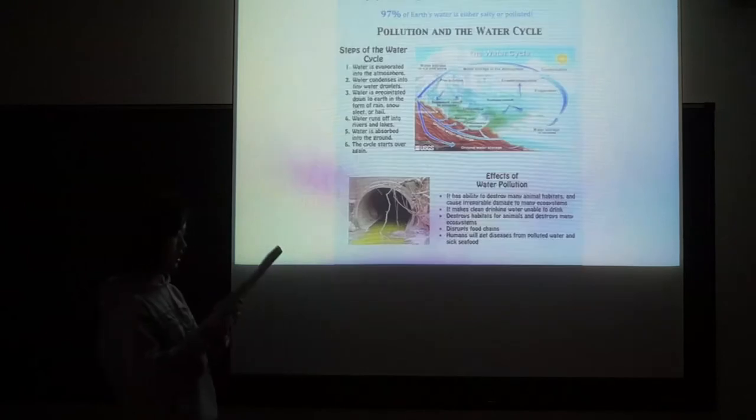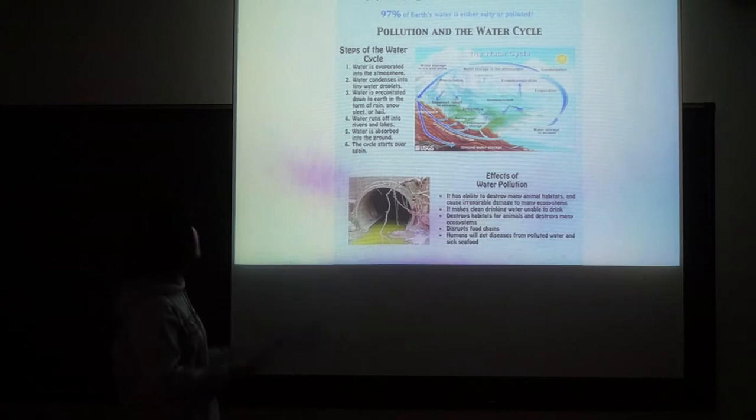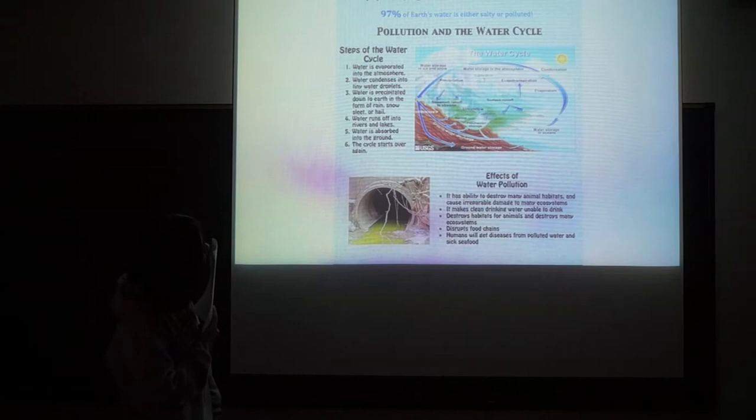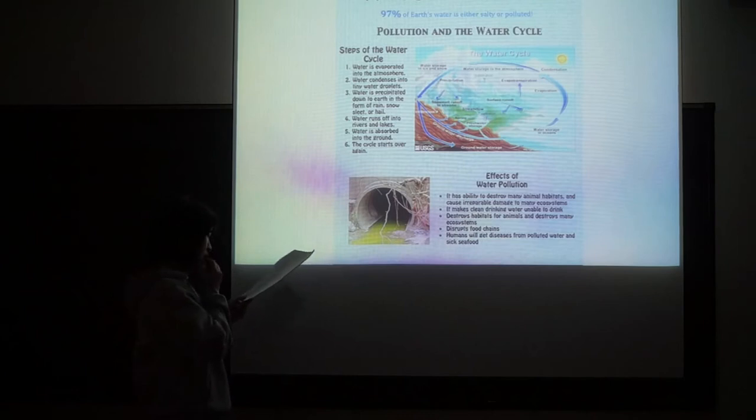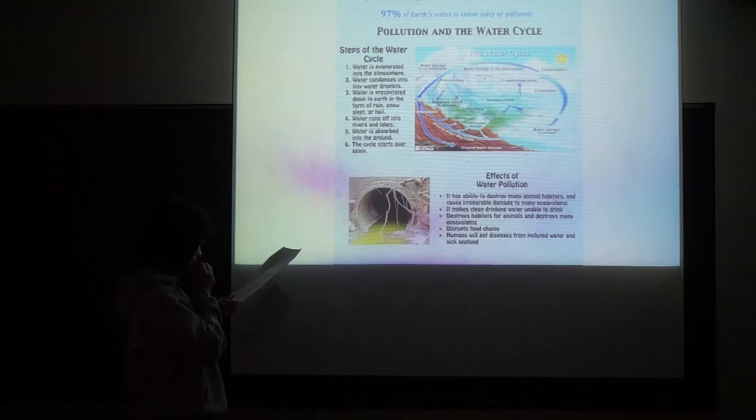So this picture is a summary of water pollution. It says at the top that about 97% of Earth's water is either salty or polluted. So we should really care about this problem. This picture concludes the water cycle and the effects of water pollution, just like what I just said. So, next.